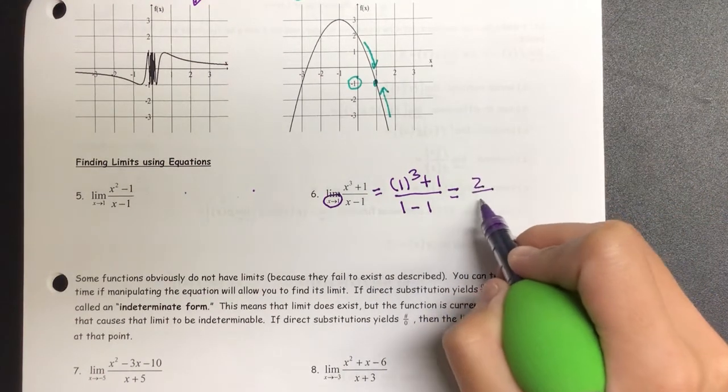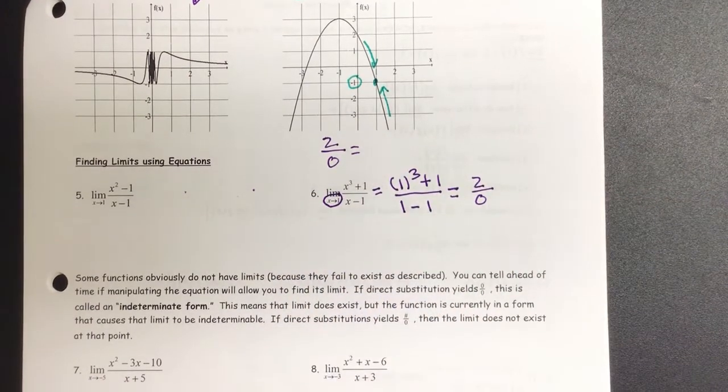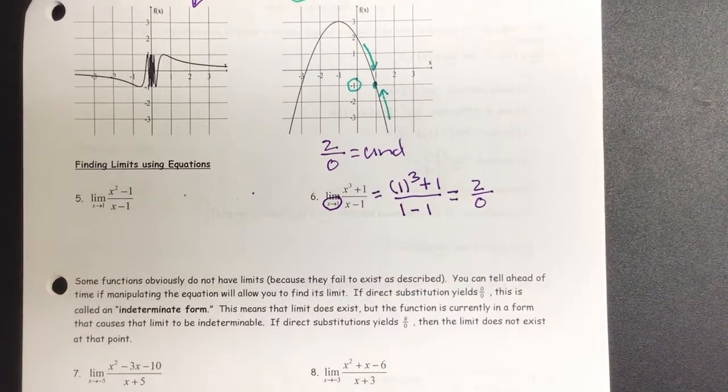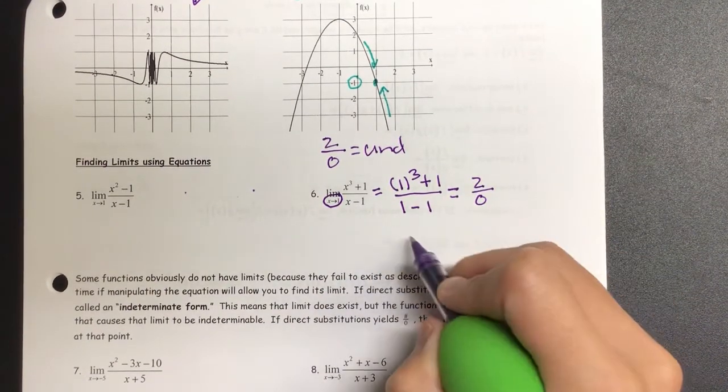2 over 0. So when I have some number over 0, are we allowed to divide it by 0? What was that called? Undefined. If it is undefined, does it exist or does not exist? Does not exist.